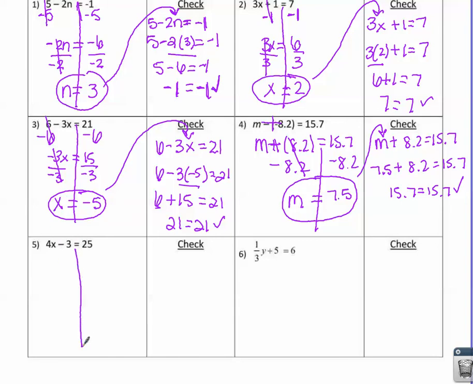Let's try a couple more. My variable is on the left side, so you want to move your constant on the left side, which is a minus 3. The inverse operation of a minus 3 is a plus 3. So you're going to plus 3 on both sides of the equal sign and bring down what you have left, which is 4x equals 25 plus 3, which is 28. 4 times x, the inverse operation is division. So you get x equals 7.